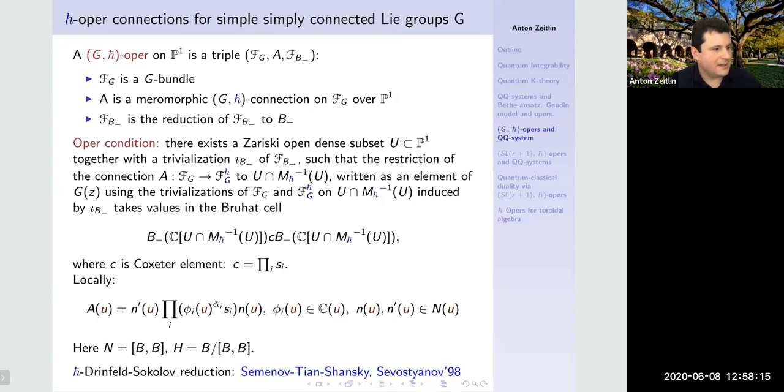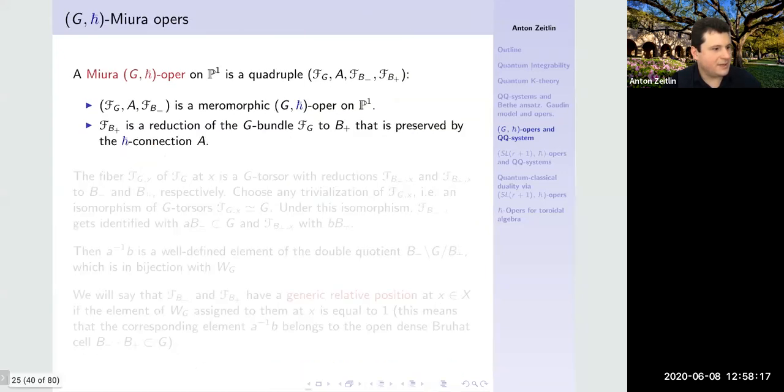Now, what we're going to need is not H-opers, but Miura opers. So this is another piece of extra data in the construction. Now we have not only the B minus reduction, but also B plus. And the point is that this B plus part will be preserved by our connection.